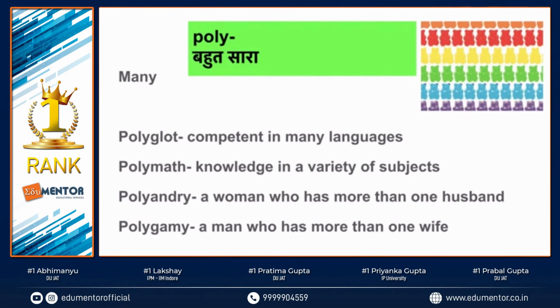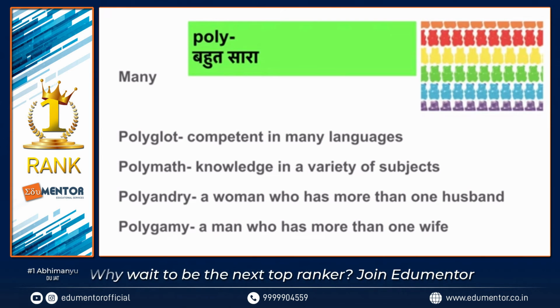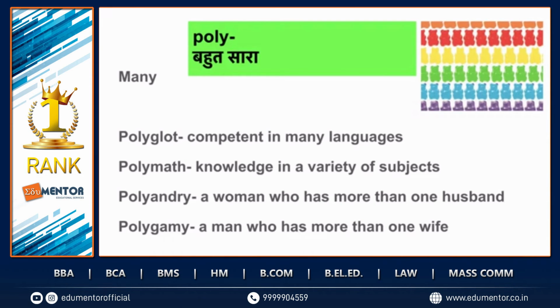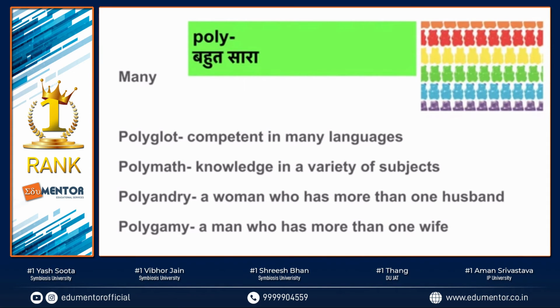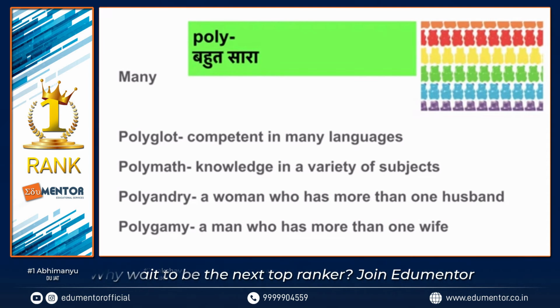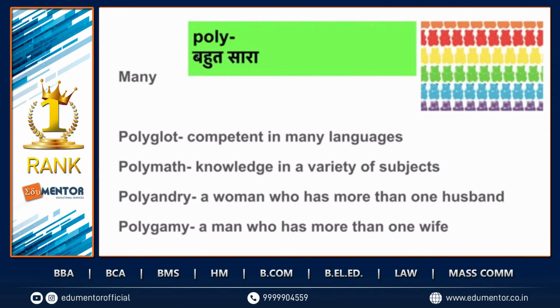Polyandry. You can remember it. These days, everyone's watching Ramayana and Mahabharata on Doordarshan, right? I'm sure one or two of your family members must also be watching it. In Mahabharata, the case of Draupadi was polyandry. She had 5 husbands, right? So when a woman has more than one husband, that is called polyandry. Poly, many, andry. Ander root word means man.